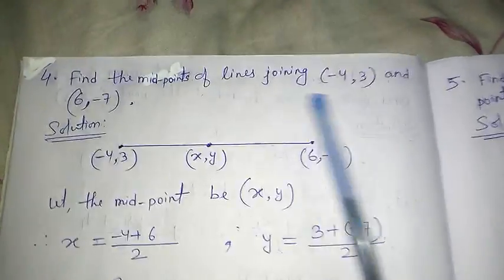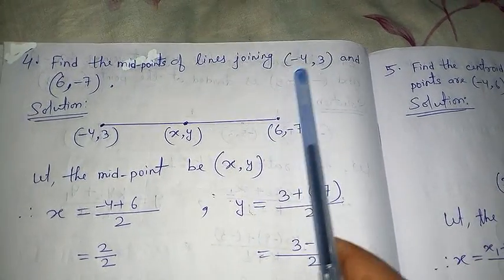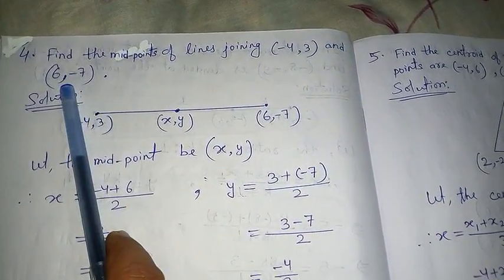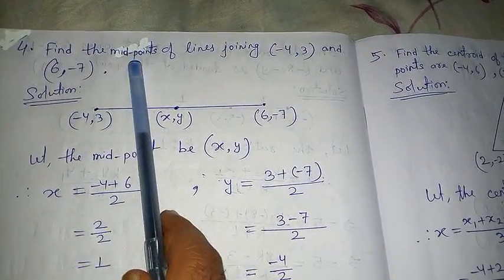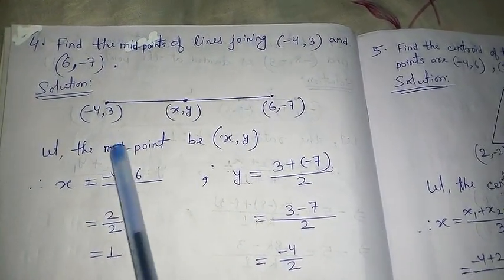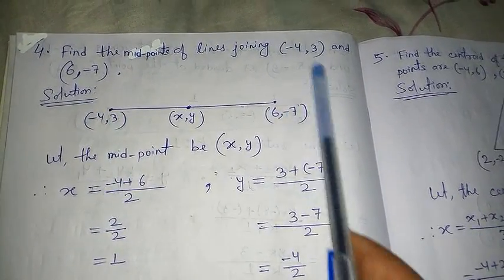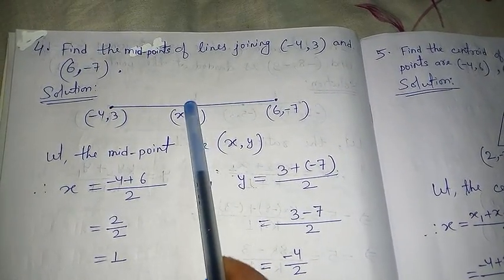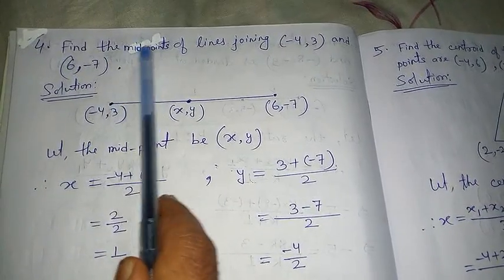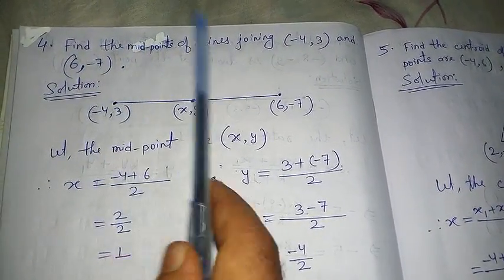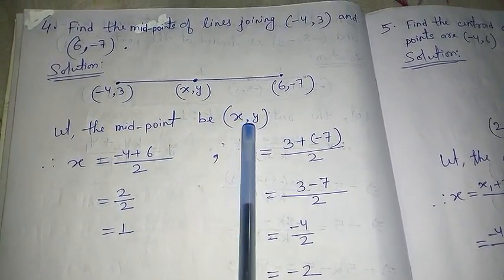Now you can see one example I have. Find the midpoint of the line joining (-4, 3) and (6, -7). So this is a line, and these are the coordinates of the line. You have to find the midpoint, the coordinates of the midpoint. Think this is the line (-4, 3), (6, -7), and in this line this is the midpoint. This is the question: find the midpoint, or you can say find the coordinates of the midpoint, that also we can say. Now let the midpoint be (x, y).